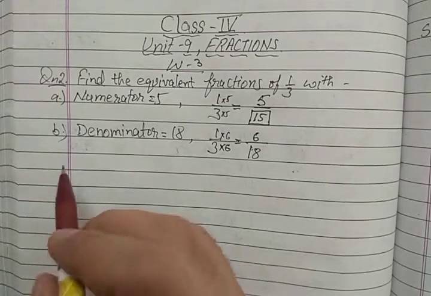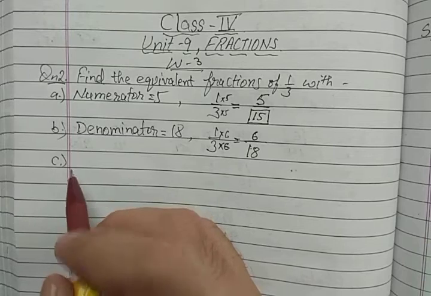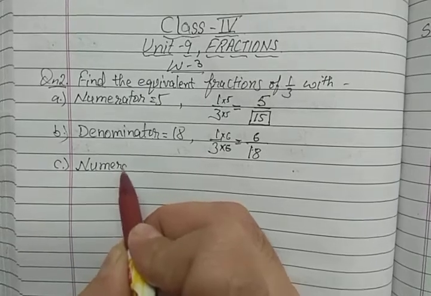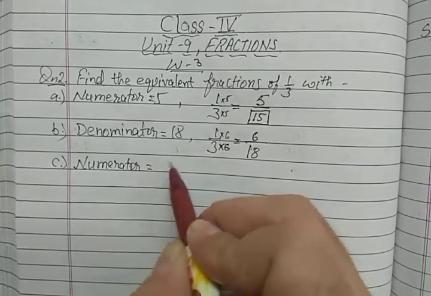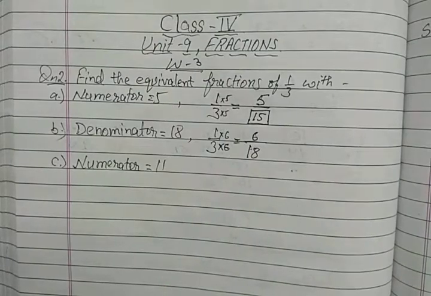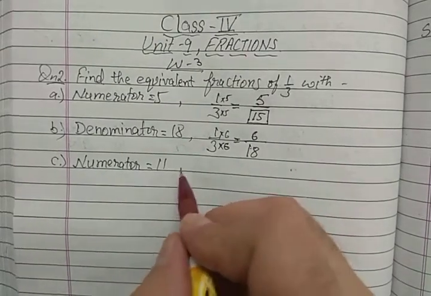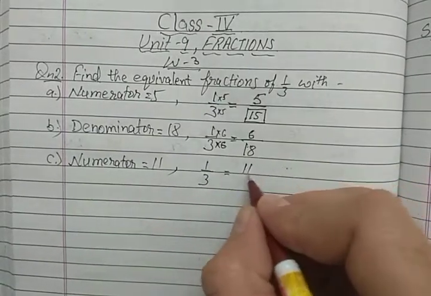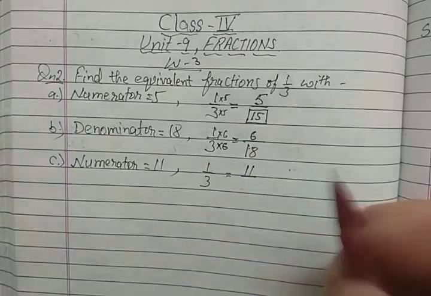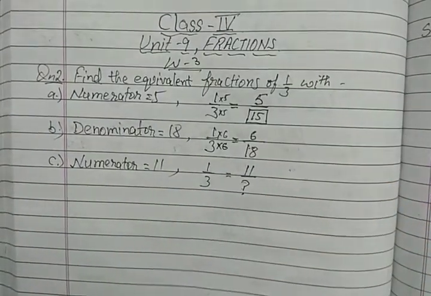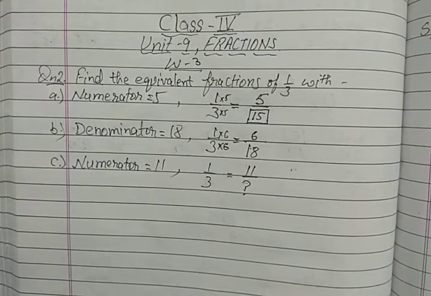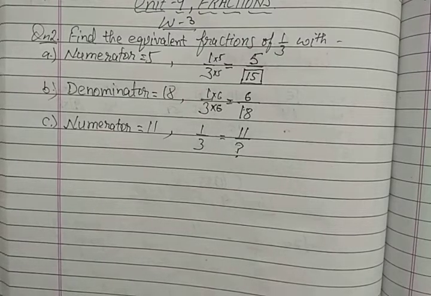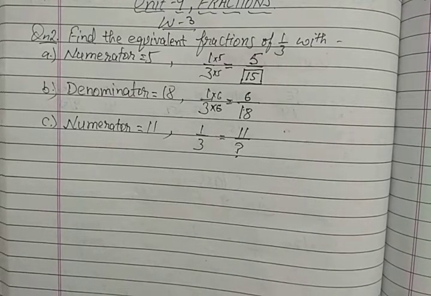And the last one is C part. Here again the numerator 11 is given, and you have to find the equivalent fraction. So the given fraction is 1 upon 3 and the numerator is 11. You have to find the denominator. So try to do it yourself. It is very easy. Find the denominator and then you will get the equivalent fraction of 1 upon 3.